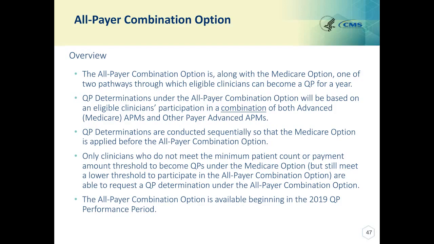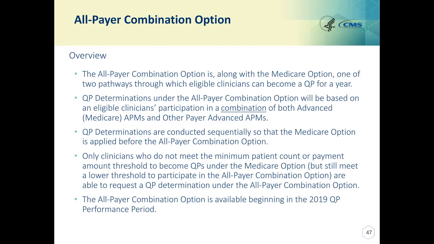QP determinations under the all-payer combination option will be based on the eligible clinician's participation or combination in the advanced APM. I keep saying that because you must be in an advanced APM in order to combine your participation in other payer advanced APMs. QP determinations are conducted sequentially. So we start with the Medicare option, and then we apply to that the all-payer combination option.